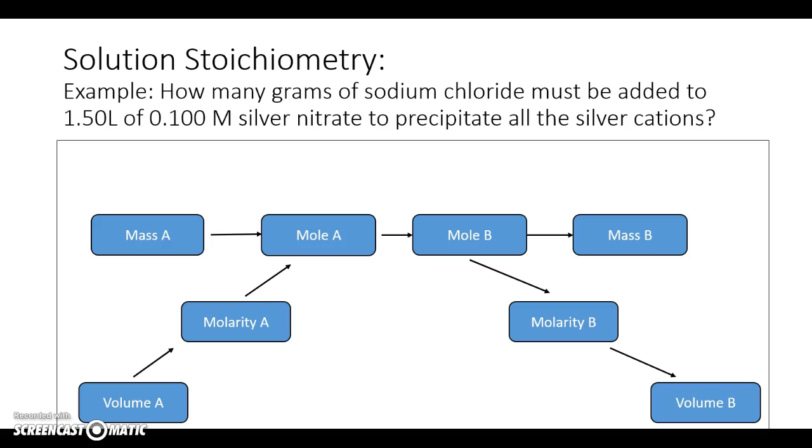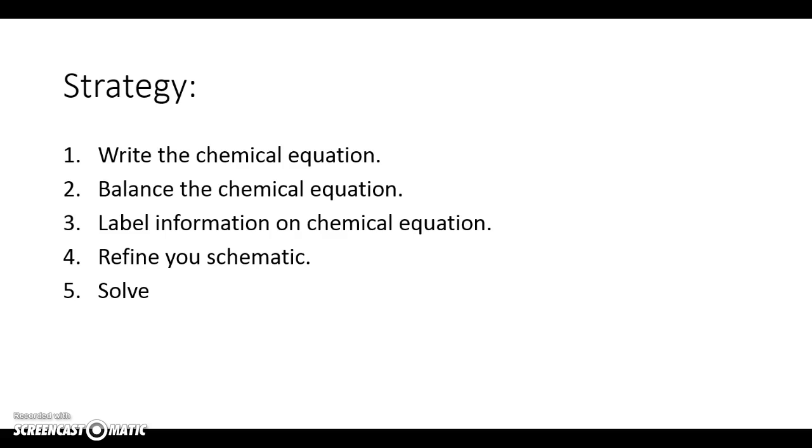the silver cations? So one of the key parts to doing a solution stoichiometry is adjusting your schematic, and this is the overall schematic, which should definitely be written in your notes. So the general concept is that with every problem, we first write the chemical equation, then we balance it, we label information on the chemical equation, we refine our schematic, and then we solve.